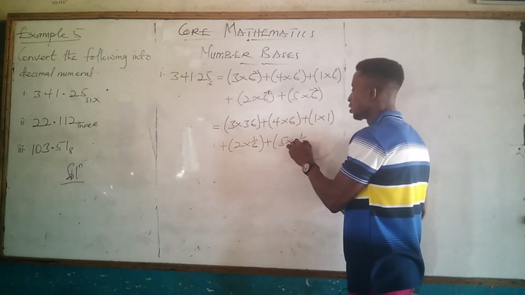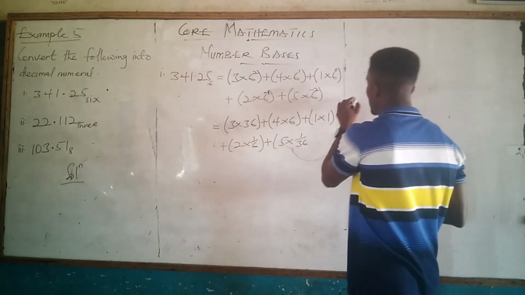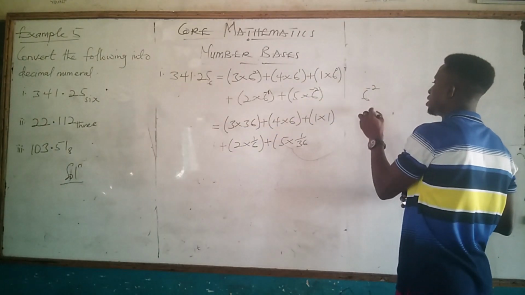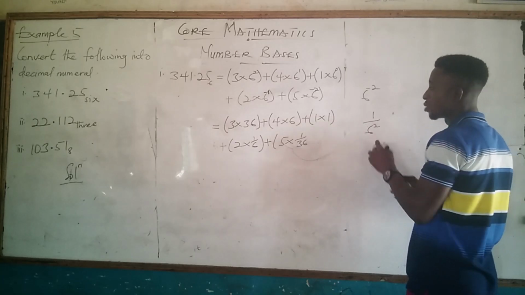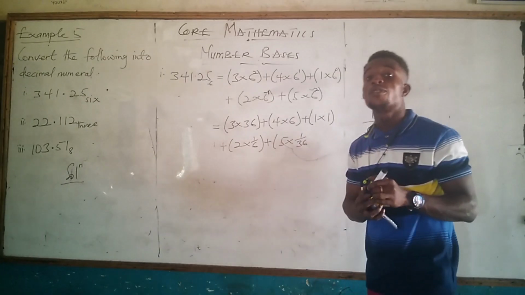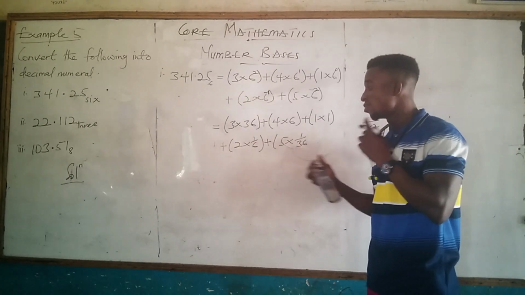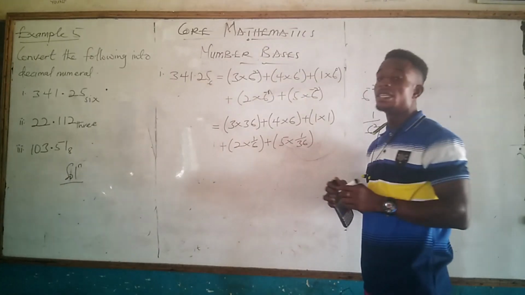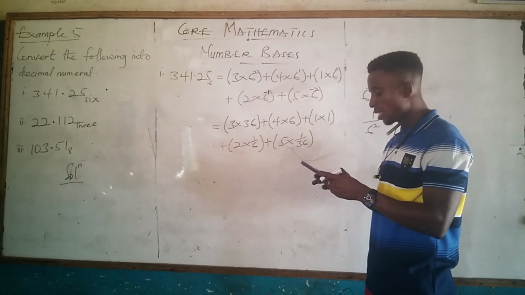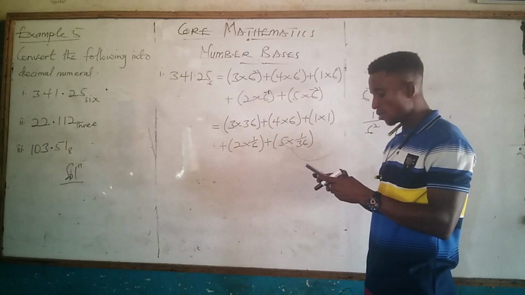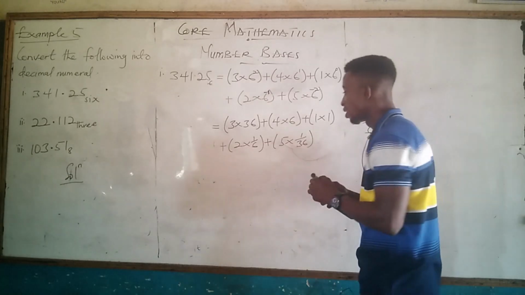1 over 36, because 6 exponent negative 2 is the same as 1 over 6 squared. So that is 1 over 36. You can choose to forget it, since you are not doing indices, so just put it on the calculator. I put 6 exponent negative 2 and I get 1 over 36.